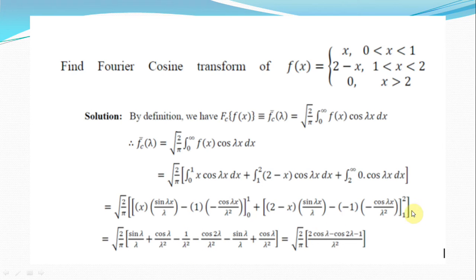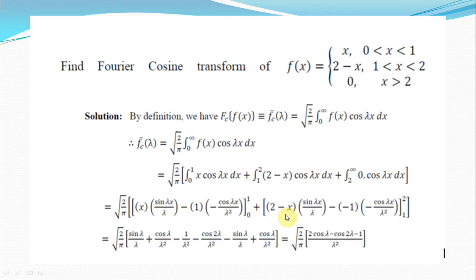Now for the second term, the upper limit becomes 2. So it is 2 minus 2, which is equal to 0, which means when I replace the upper limit, the first term vanishes. And for the second term, totally this will be negative sign, minus into minus becomes minus sign. Now the upper limit becomes cos lambda into 2, it becomes cos 2 lambda divided by lambda square, minus the lower limit equal to 1. 2 minus 1 is equal to 1.